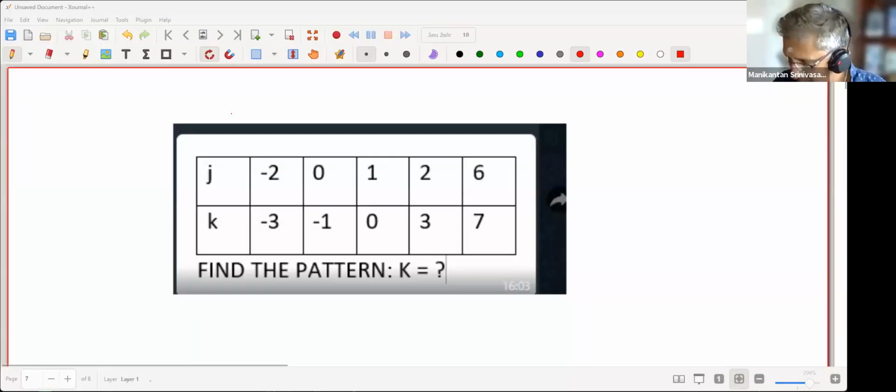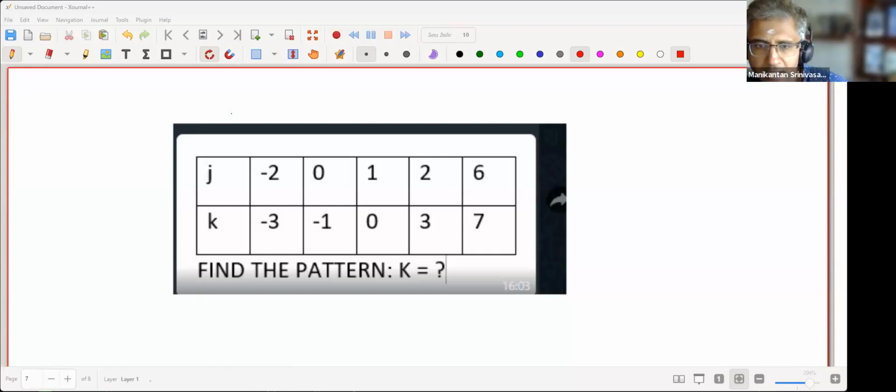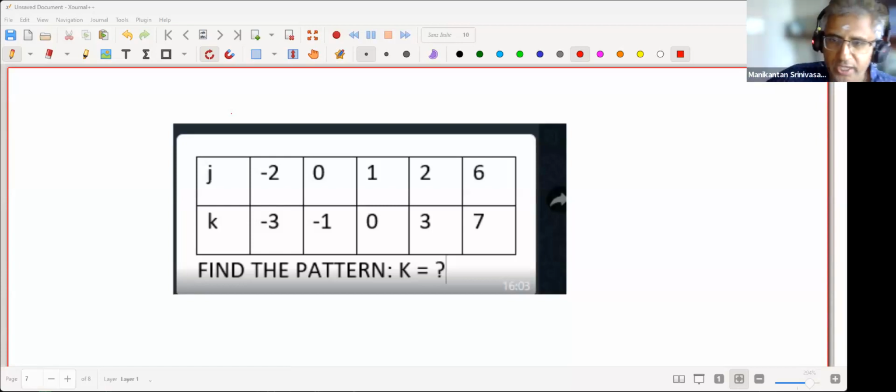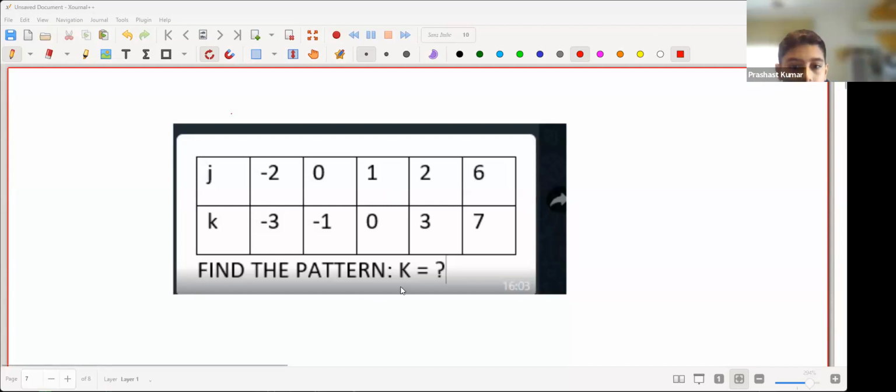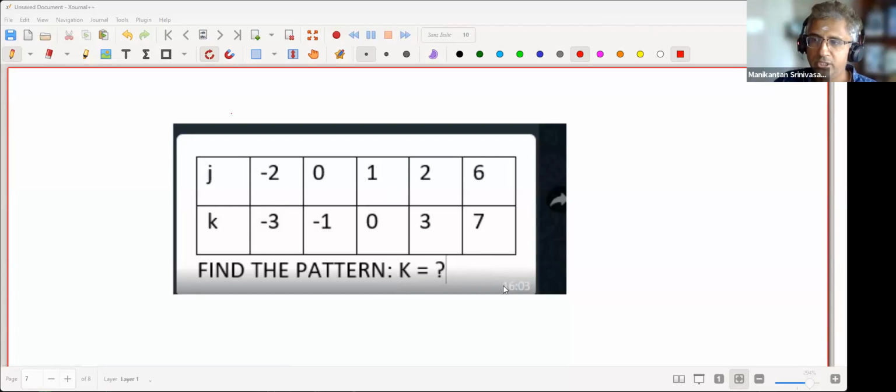Yeah, see, I'm sharing screen. Are you guys able to see this? So this was the question, right? Find the pattern and k equal to. You're given a column for j and k. Is this the question, Prashast? Yes, this is the one. But when you say k equal to, you mean k as a function of j? For example, if j is 8, what is k? Is that what you're asking? Correct, that's what I meant.